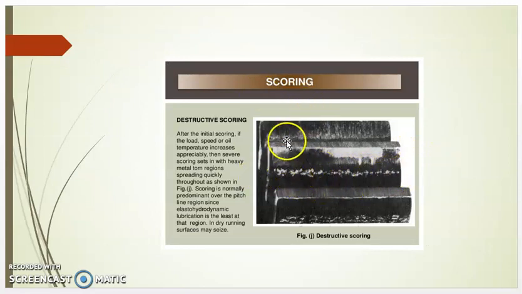After the initial scoring, if the load, speed or oil temperature increases appreciably, then severe scoring sets in with heavy metal to metal contact. Scoring is normally predominant over the pitch line. This is the pitch line, see that. This is the pitch line where actual contact takes place, line contact. At the pitch line region, since elastohydrodynamic lubrication is the least, dry running of surfaces may occur.